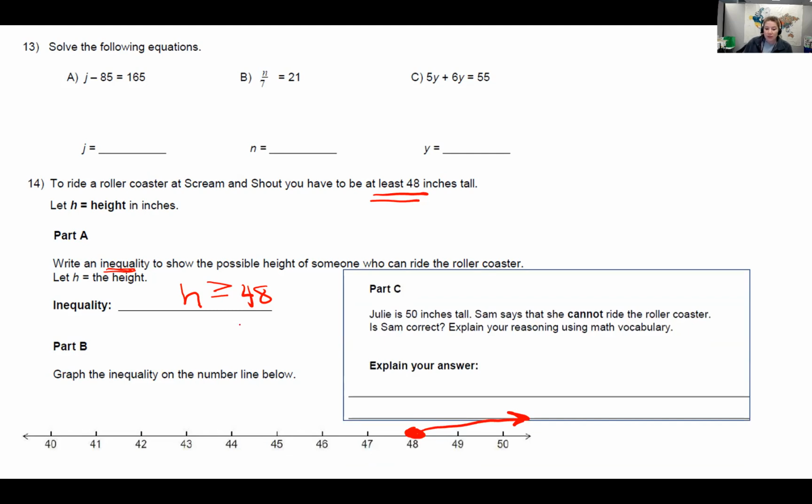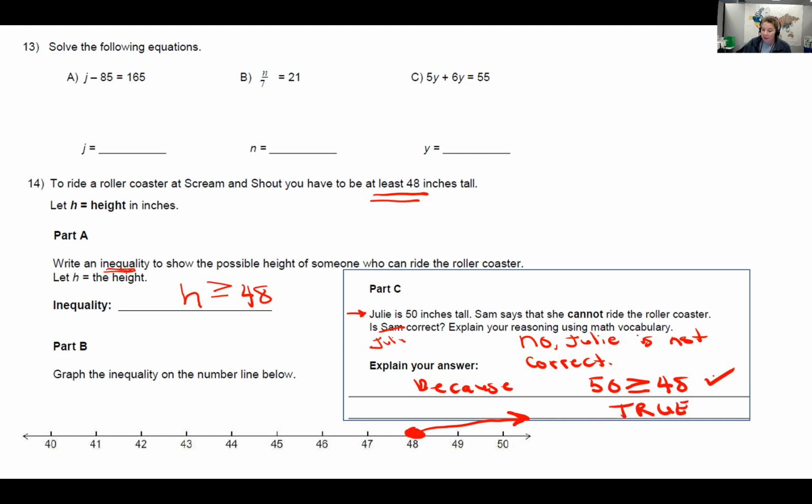And then part C says, Julie is 50 inches tall. She says she cannot ride the roller coaster. Is Sam correct? I think that should say Julie. Is Julie correct? No, Julie is not correct. Because 50 is greater than or equal to 48. True. There, I proved my answer.